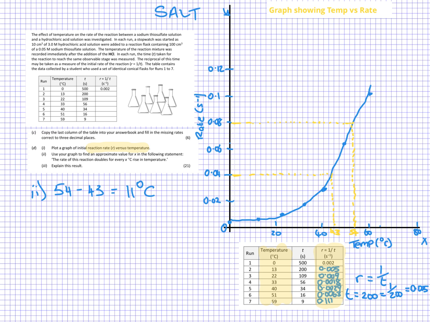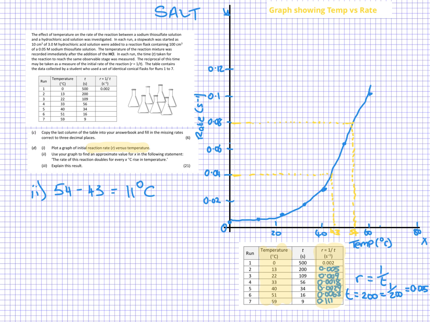Now, if you do that for every double value on your graph, you will get the same. So if you were to do that for 0.02 and 0.04 or 0.06 and 0.12, you would get a similar answer to D part 2.